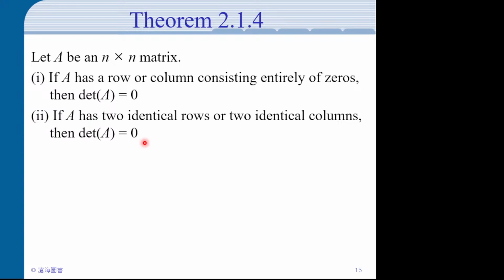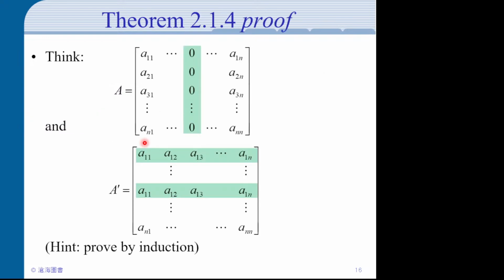Okay, so this is more tricky to prove, and we prove it by induction. So we say if you have this row, so for example these 2 rows are the same, then we say its determinant is 0, and what we do is we prove by induction starting from 2 by 2. Okay, so base case.